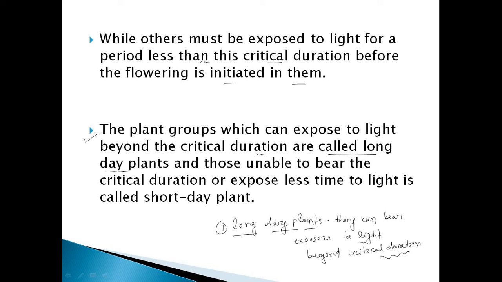On the other hand, there is another type of plant, the short day plant. Those unable to bear the critical duration, exposed for less time to light, are called short day plants. According to photoperiodism, these are the two types of plants, and another plant is called the day neutral plant. They don't need light exposure or darkness for blooming of the flower.